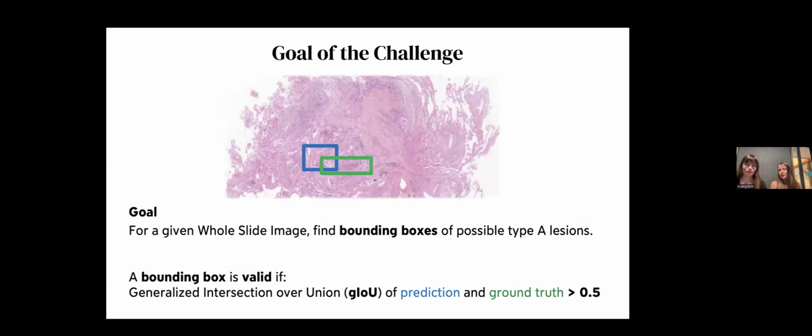So what is precisely the goal of the challenge? You have a whole slide image from a patient with type A lesions, and you want to detect those lesions to detect graft rejection. So you have the ground truth bounding boxes and the predicted bounding boxes that each competitor will predict. A bounding box is considered valid if the generalized intersection over union of the predicted bounding box and ground truth bounding box is above 0.5. This is the first step of the evaluation, and the next step is to aggregate all the bounding boxes of the image and of all images. That is done using an F2 score. So the goal of our challenge will be to generate those predicted bounding boxes so that the generalized intersection over union is more than 0.5 with the ground truth bounding boxes.